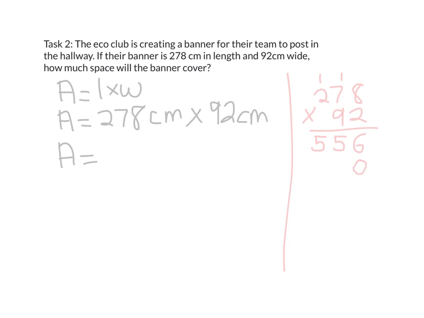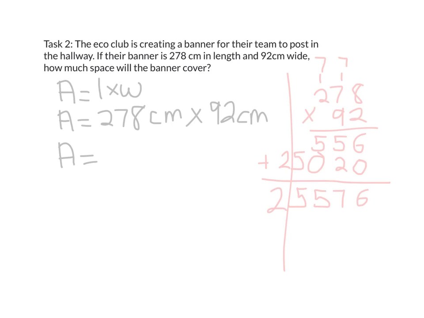9 times 8 is 72, so the 2 stays here. 7 gets carried over. 7 times 9 is 63, plus 7 would equal 70. Then 7 gets carried over. 2 times 9 is 18, plus the 7 would come to 25. Then I can go ahead and add that up. So it comes to 6 plus 0 is 6. 5 plus 2 is 7. 5 plus 0 is 5. 5 and 2.